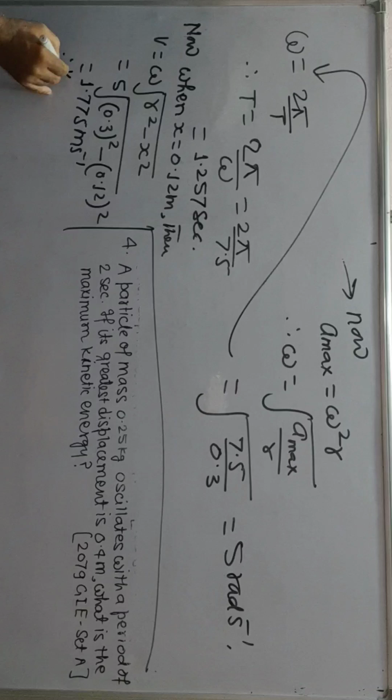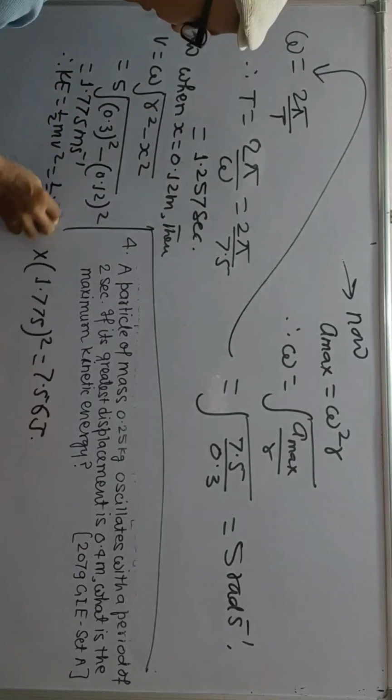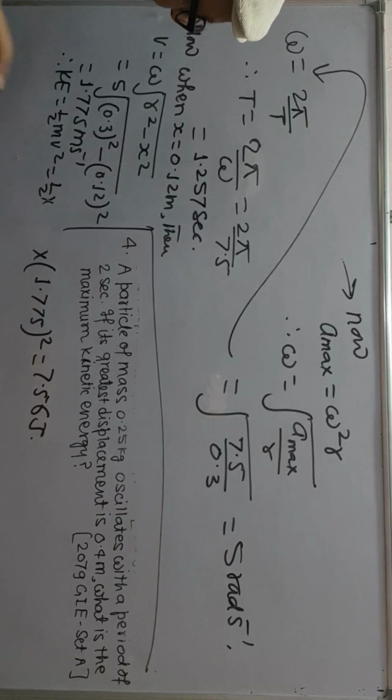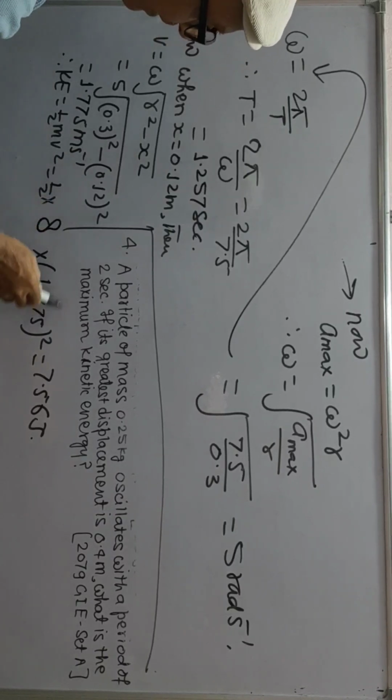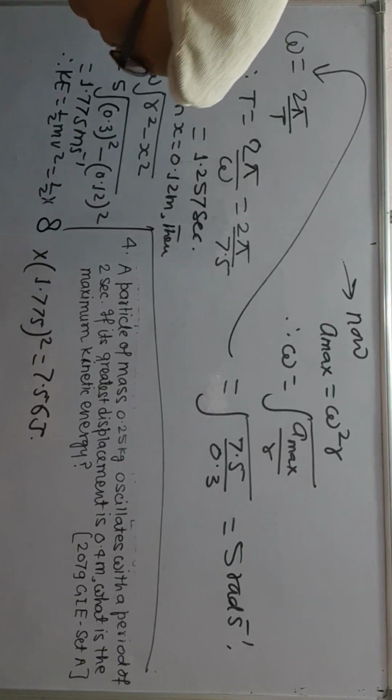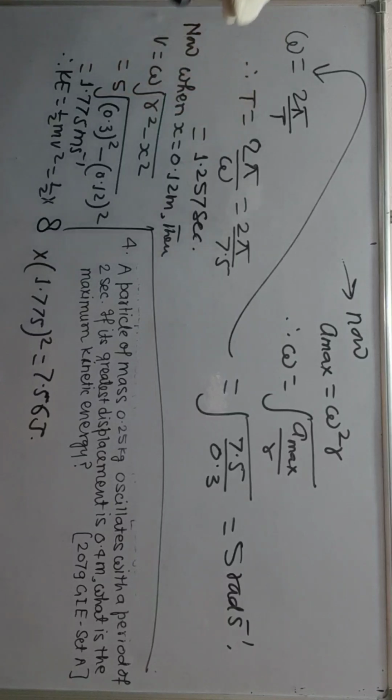Therefore kinetic energy will be equal to half m v square. m is 8 into v square, which gives 7.56 joules.